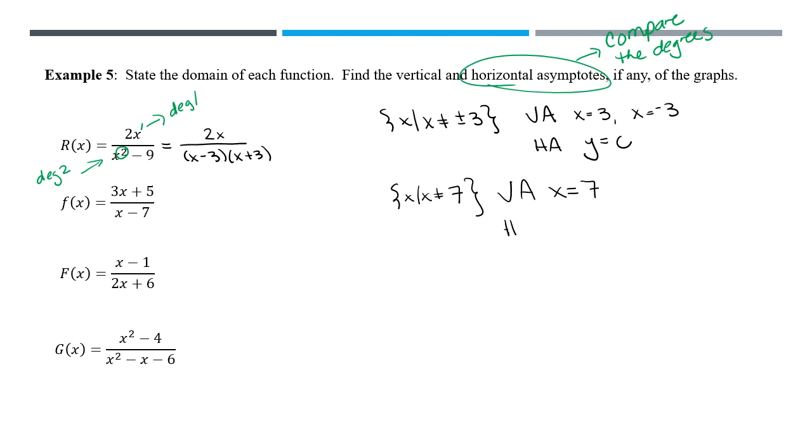Now for the horizontal asymptote, this is where we compare the degrees. This time I have degree 1 in both. So the numerator is degree 1 and the denominator is also degree 1. When the degrees are the same, you compare the leading coefficients. So I have 3 as the leading coefficient in the numerator and 1 as the leading coefficient in the denominator. So the horizontal asymptote will be y is equal to 3 over 1, or 3. So y equals 3 is our horizontal asymptote.